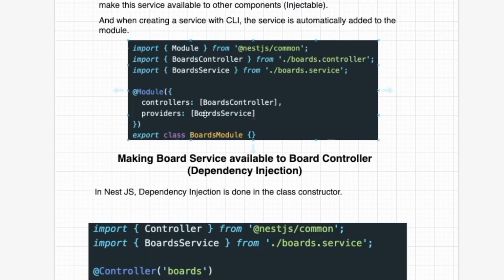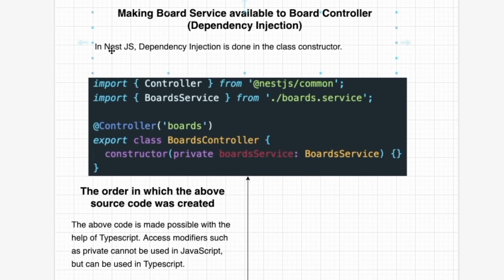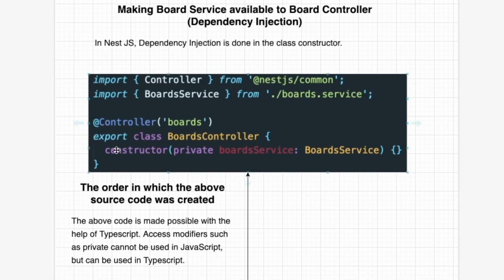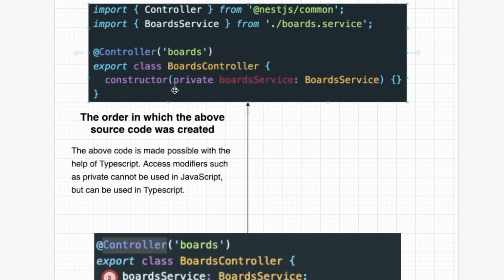To use this service inside this board controller, so making the board service available to the board controller, we need to do dependency injection. In NestJS, dependency injection is done in the class constructor, like in here. In the class constructor, we put the board service, so we can use this board service inside the board controller. This part is for the dependency injection, but there is also an order. That's how we can use this line.